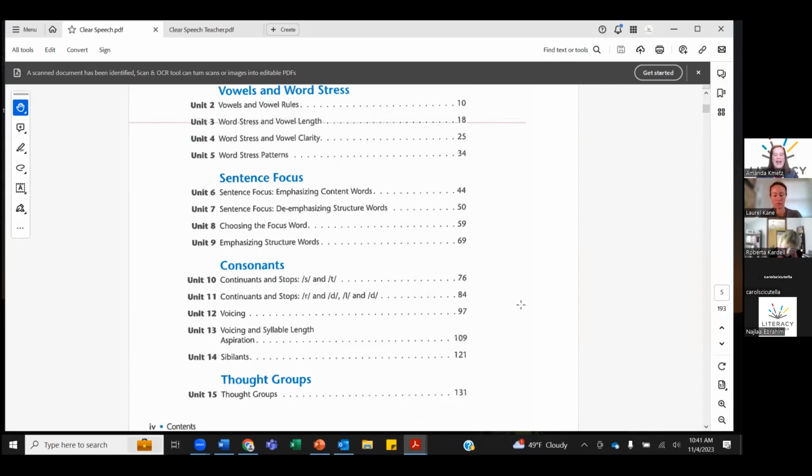And as you can see here in the consonant section, it talks about voicing and syllable length, aspiration, meaning breath, continuance, and sibilants, which are another class of sound. Those are like the S sounds. But some of that background information that we went through on the slides will be helpful as you get into this section of the book here.